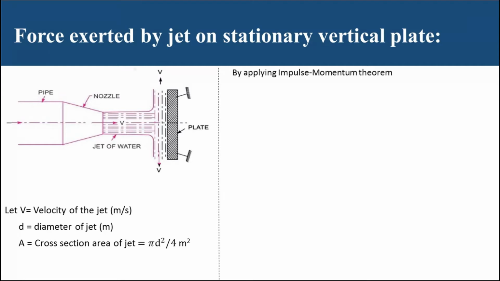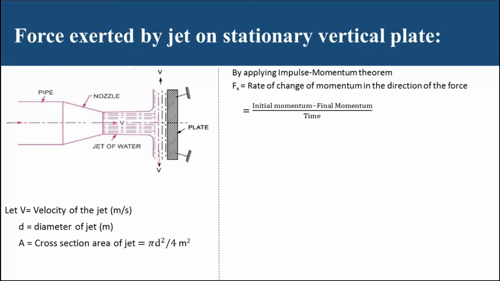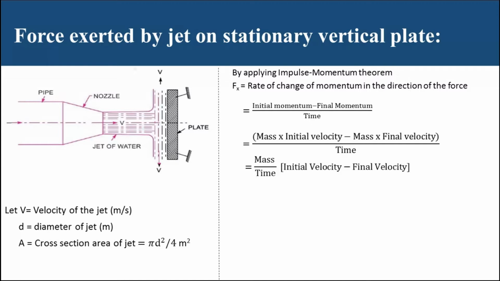We will apply the impulse momentum theorem to this case. We know the impulse momentum theorem says the force exerted by the jet equals the rate of change of momentum in the direction of force. Therefore, Fx equals initial momentum minus final momentum per unit time. That equals mass times initial velocity minus mass times final velocity, upon time. That is nothing but mass upon time, or mass flow rate, times initial velocity minus final velocity, or Fx equals m dot times (v1x minus v2x).